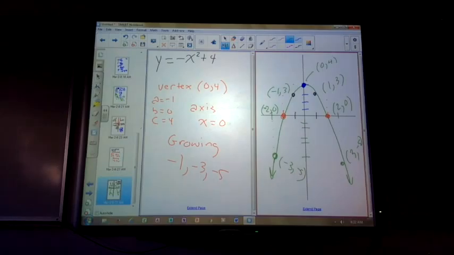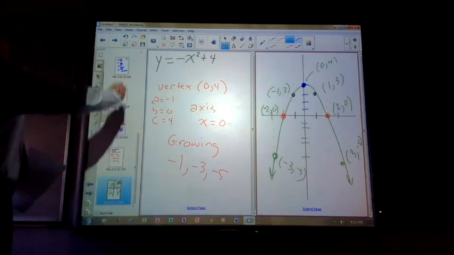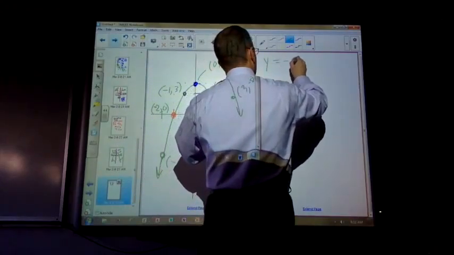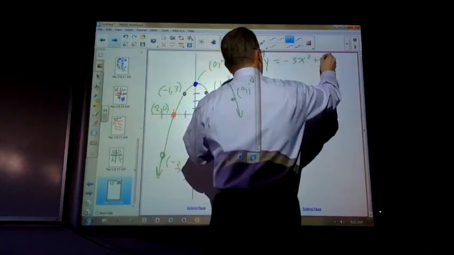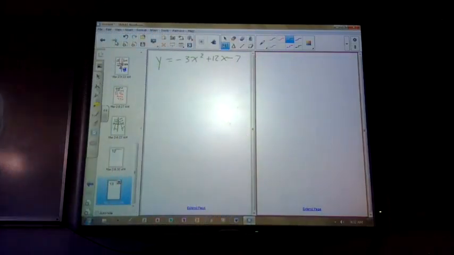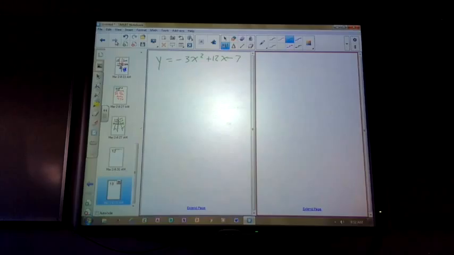Let's try the next one, the y equals negative 3x squared one. See if you can get it.